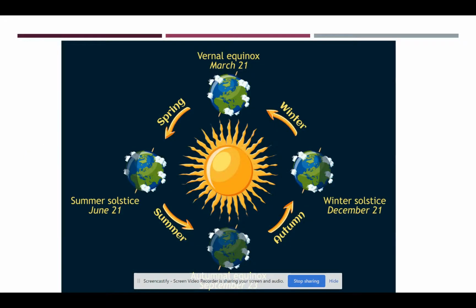For example, the seasons actually rotate. We start with the vernal equinox on March 21st. Then we go to the summer solstice on June 21st. We rotate around to the autumnal equinox on September 23rd. And then we rotate to the winter solstice on December 21st. And then we start the whole cycle over again. And we go spring, summer, autumn, winter. Spring, summer, autumn, winter. So that's a pattern.